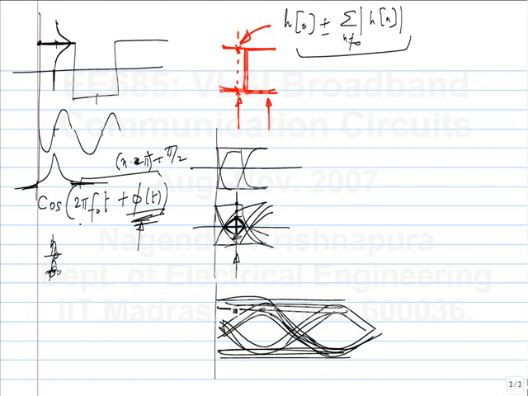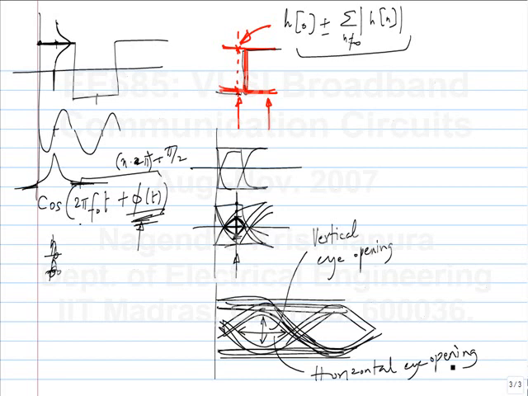Because the transition from 0 to 1, if you have no ISI, is independent of anything. It is always this. But if you have ISI, it can depend on the previous bits and the following bits and so on. So you have something like this, and this is the vertical eye opening, and this is the horizontal eye opening. So as you see more and more, this eye diagram is extremely useful because visually you can judge the quality of the signal. If you just give the waveform, it's very hard to do that, but with the eye diagram you can.